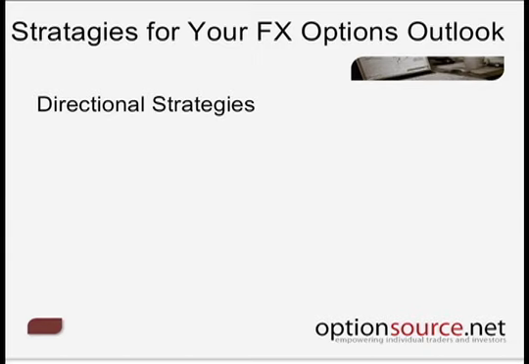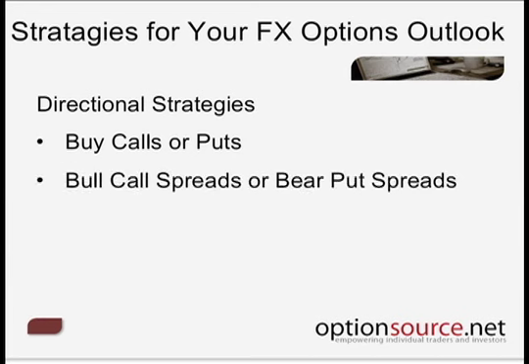The first is, of course, trading a directional view. Some of the strategies that we have available to us are, of course, the typical buy a call option or buy a put option if we're either bullish or bearish the U.S. dollar against a particular currency. We could create bull call spreads or bear put spreads to lower the cost basis of our position. We're going to talk a little bit more about that as we move forward.